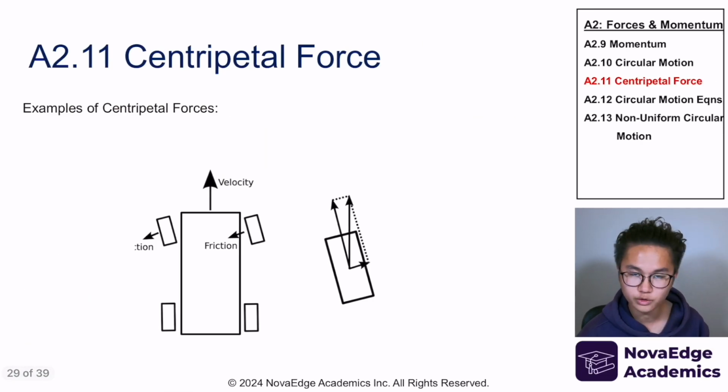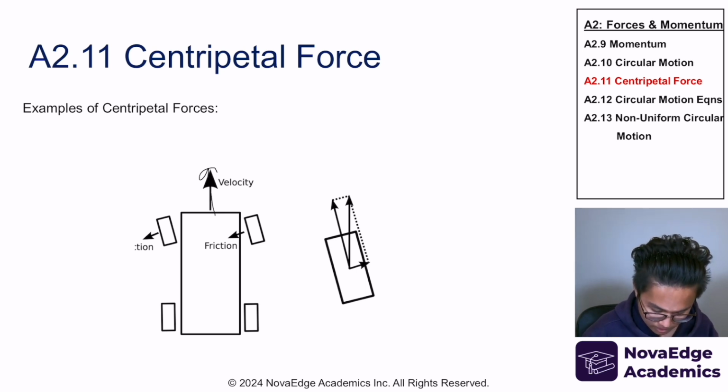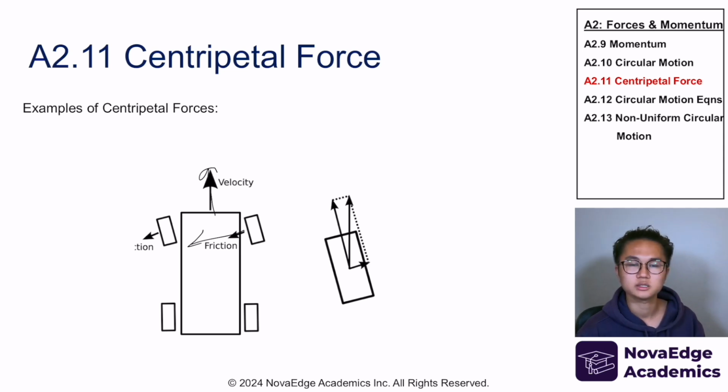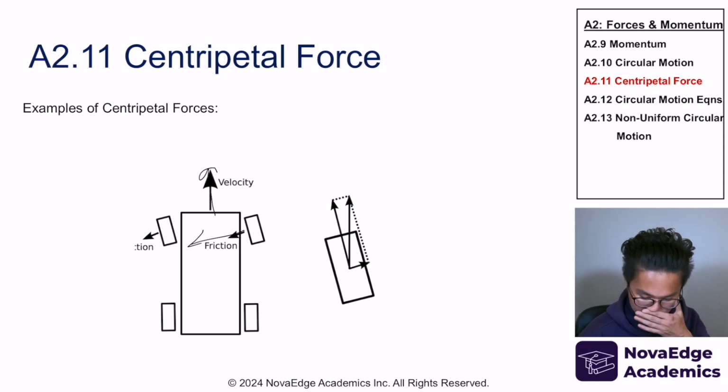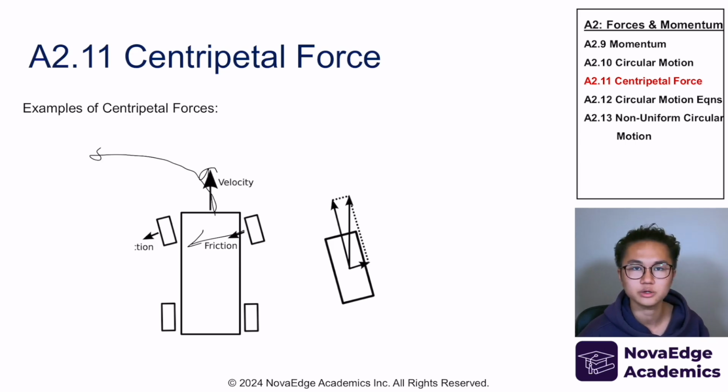Another example is friction. Well, how can friction be a centripetal force? How can it make something turn? Well, cars use that. Cars use the friction between the rubber of the tire and the road. That's how we turn. So you can see here that the velocity is going this way, but the friction would be going at complete perpendicular to the velocity. And this can make the car turn this way.